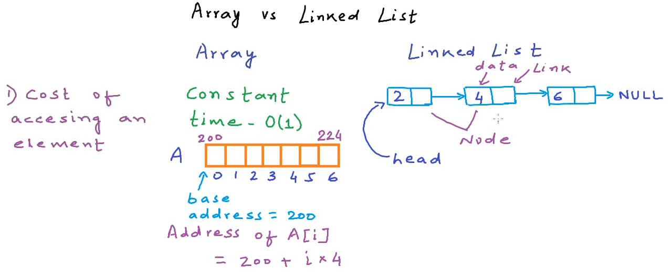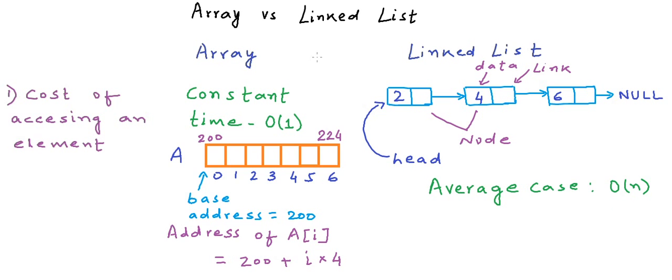So if n is the size of the linked list, n is the number of elements in the linked list, then we will traverse n by 2 elements. So the time taken in the average case also is proportional to number of elements in the linked list. So we can say that the time complexity in average case is big O of n.